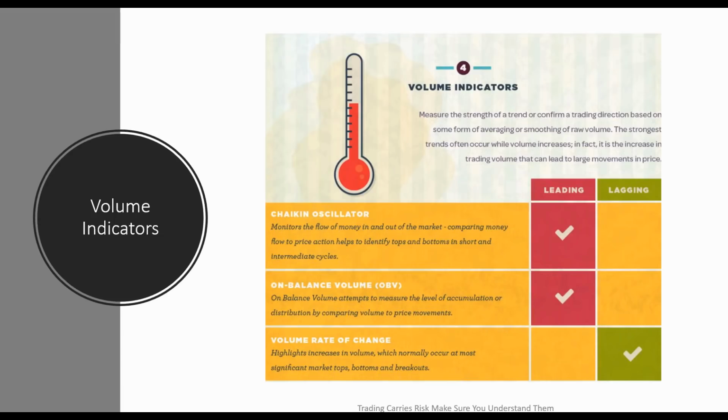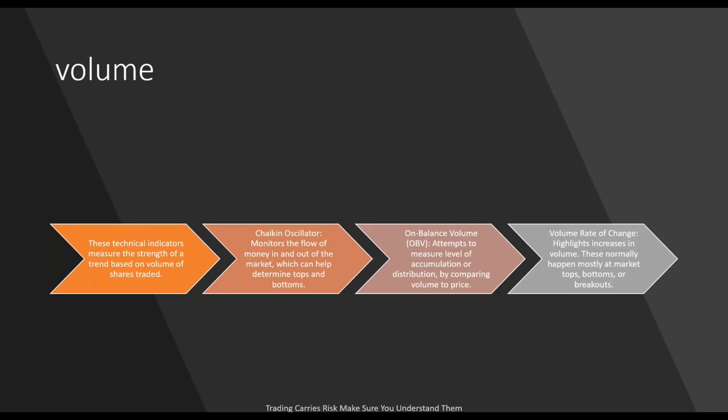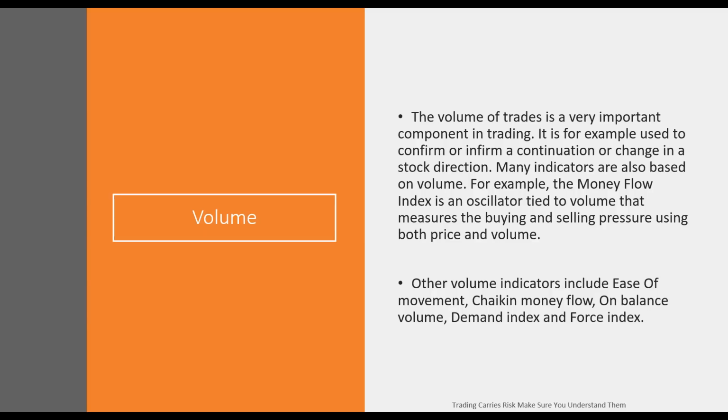Okay, and then lastly, we have volume indicators, which I use real volume. You can use a Chaikin oscillator, you can use an on-balance volume indicator, or volume rate of change. These technical indicators measure the strength of a trend based on the volume of contracts or shares being traded. The volume of trades is a very important component to trading. It is, for example, used to confirm or infirm a continuation or a change in an asset's direction.